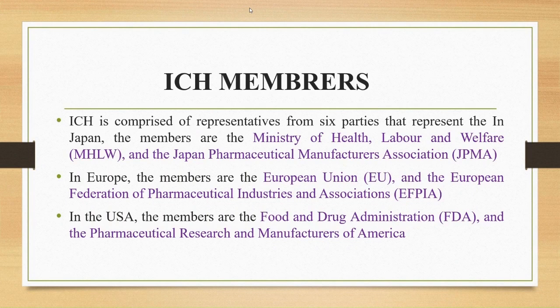ICH members. It comprises representatives from 6 parties. In Japan, the members are the Ministry of Health, Labor and Welfare and the Japan Pharmaceutical Manufacturers Association. In Europe, the members are the European Union and the European Federation of Pharmaceutical Industries and Associations. In the USA, the members are the Food and Drug Administration and the Pharmaceutical Research and Manufacturers of America.